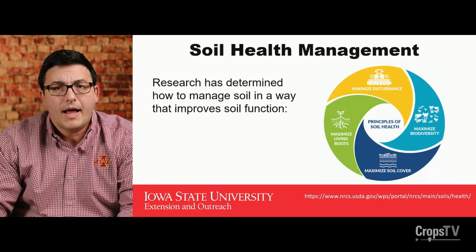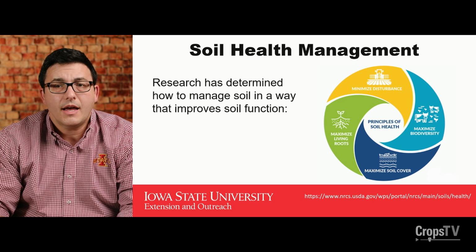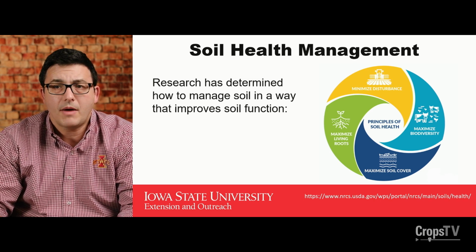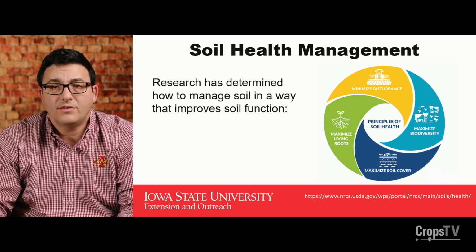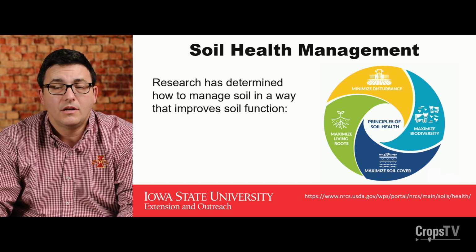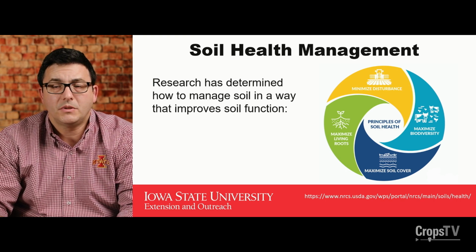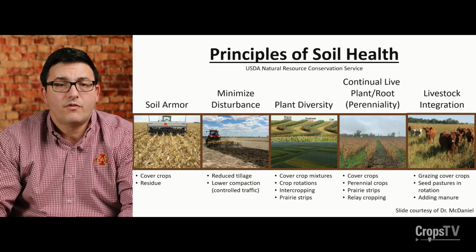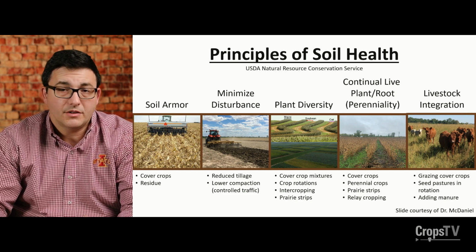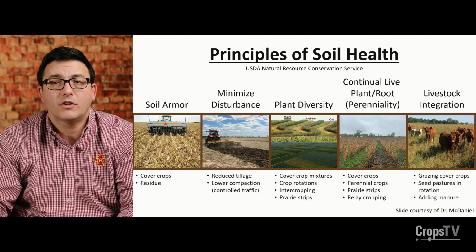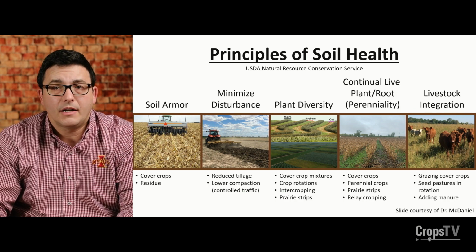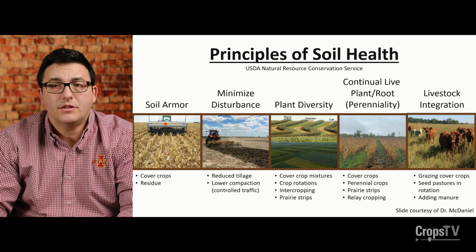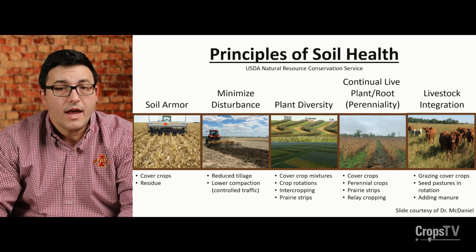And the way that NRCS recommends that soils be managed is by minimizing disturbance, maximizing biodiversity, maximizing soil cover, and maximizing living roots. Those are the principles of soil health. And how to implement those? Well, usually by providing soil armor, by minimizing the disturbance, providing plant diversity, continual live root and plant in the system, and integrating livestock are ways to do that.